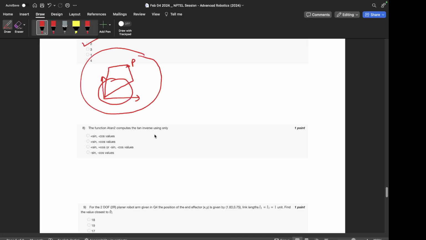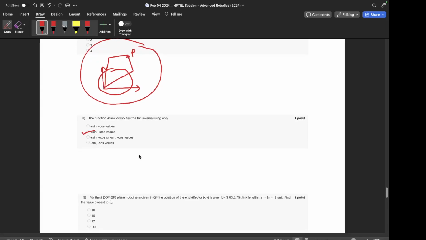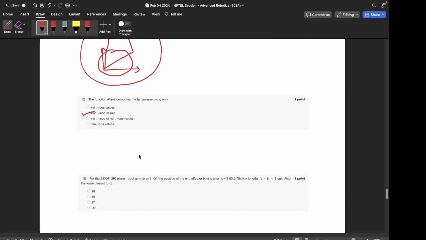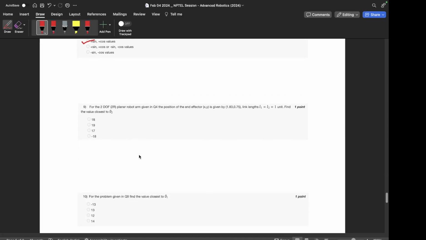The function atan2 computes the tan inverse, and its range is minus pi to pi, so it uses plus sine and plus cos values, right? Now for the 2 degree of freedom 2R planar robot in Q4, we have the xy positions and the link lengths. So find the value closest to θ2, right?